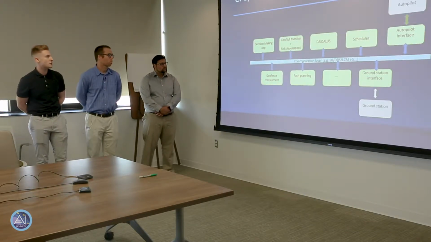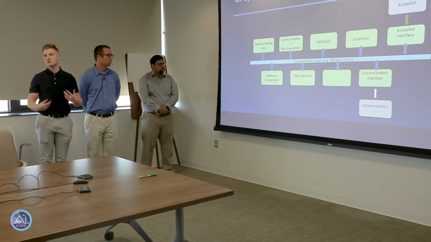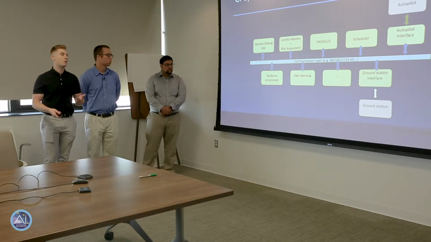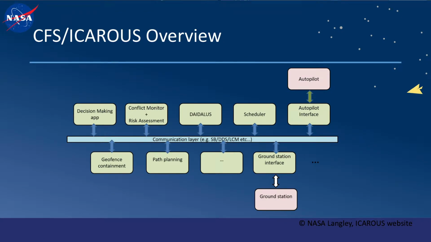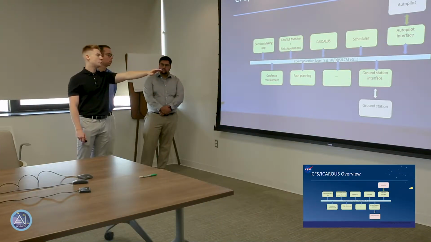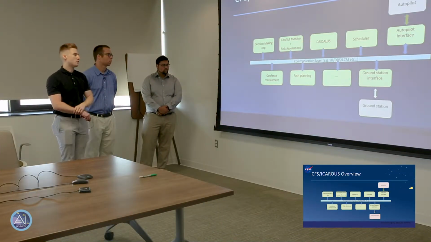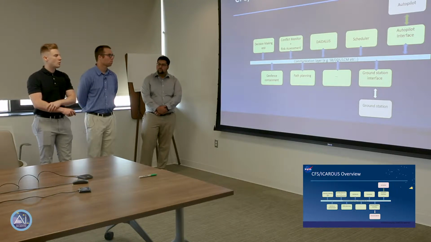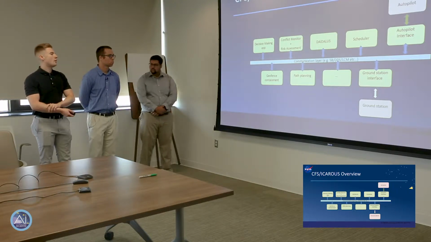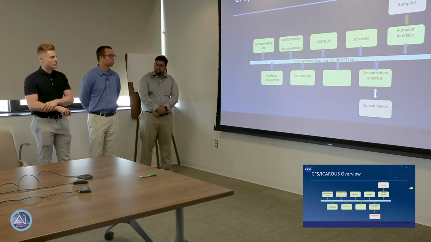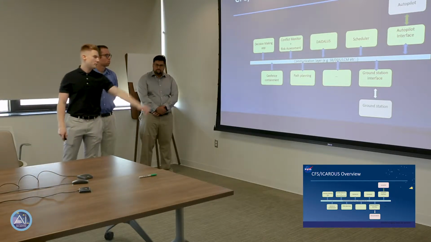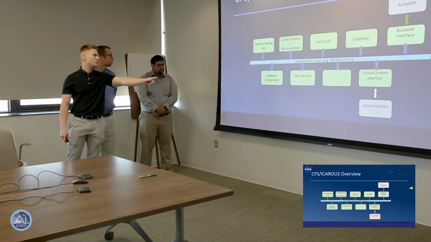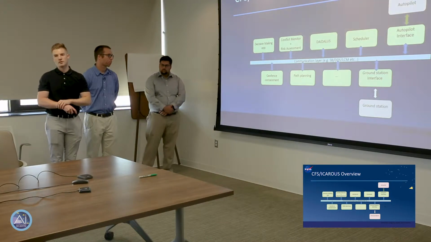Just to give you an idea, this is kind of where we started, and then I'm going to introduce what we added. So basically, what you see here is we have all the applications within ICAROUS itself, and then they all have this communication layer, whether that be through something like DDS or a software bus network or something like that. So we have the ground station interfaces with its own application, so this is how we can bring in external components as well.